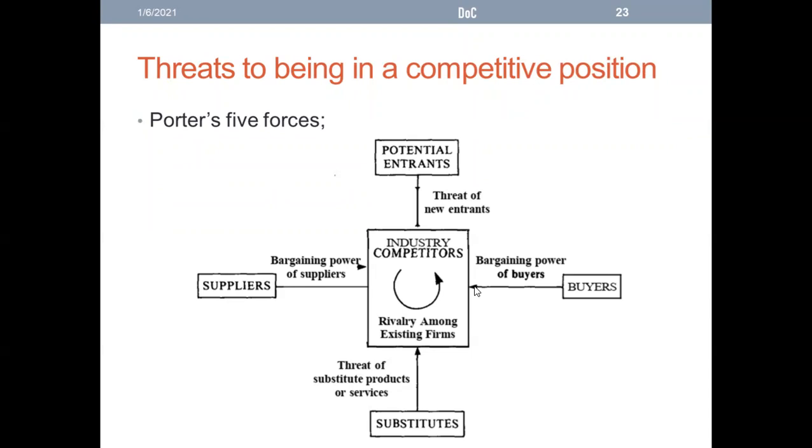Actually, this Porter's model helps a firm identify threats to its competitive position and lay plans, and may include IT and e-commerce to protect or enhance that position, right? You can see the model in the slide also. These are the five forces that are threatening your organization. One is the competitive rivalry among the existing firms in the trade sector. That is mentioned in the middle part. I will explain later one by one.